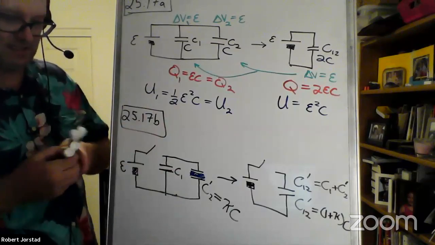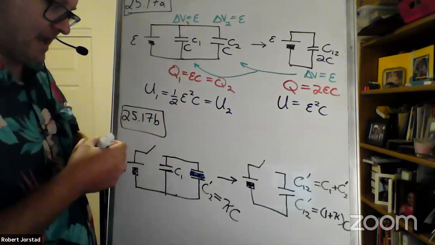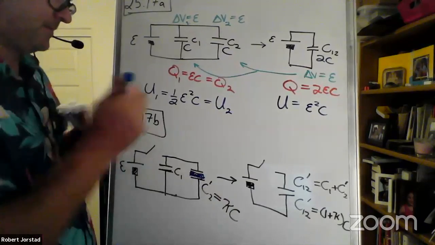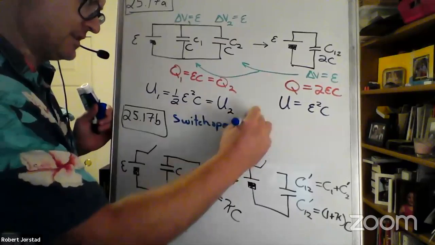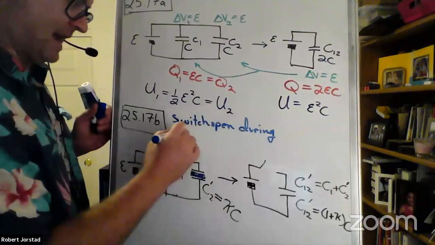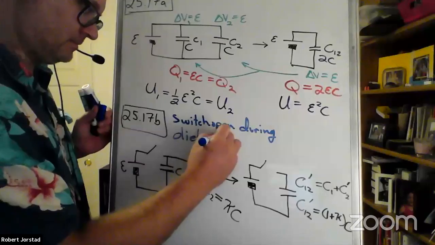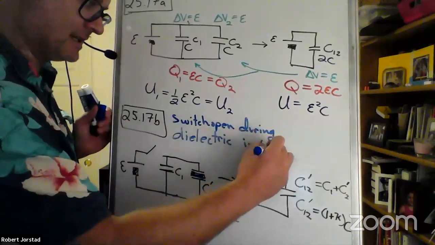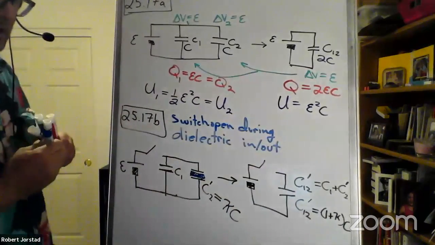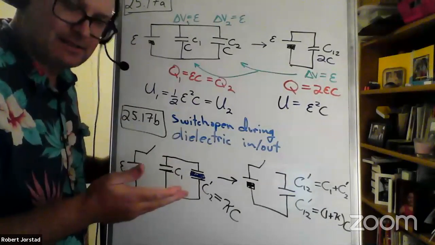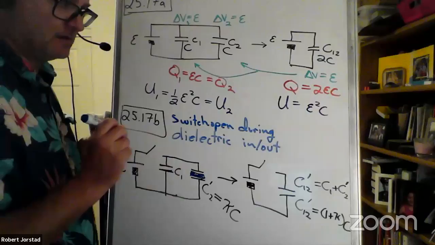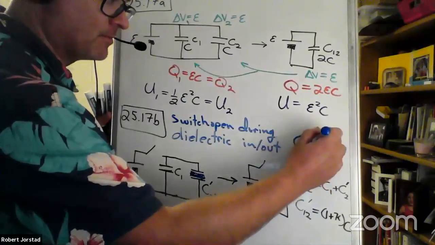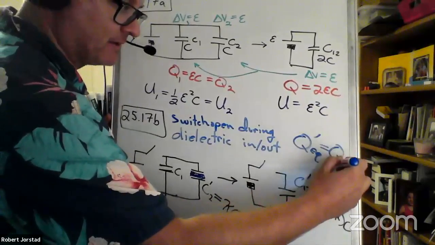So in this case, didn't we say switch open during dielectric in or out? In this case, it was being put in there. Okay, so what is held constant? Is it the charge or the voltage when the battery is disconnected? Do you remember? The charge. And so what we say is Q equivalent prime equals Q equivalent from the old circuit.